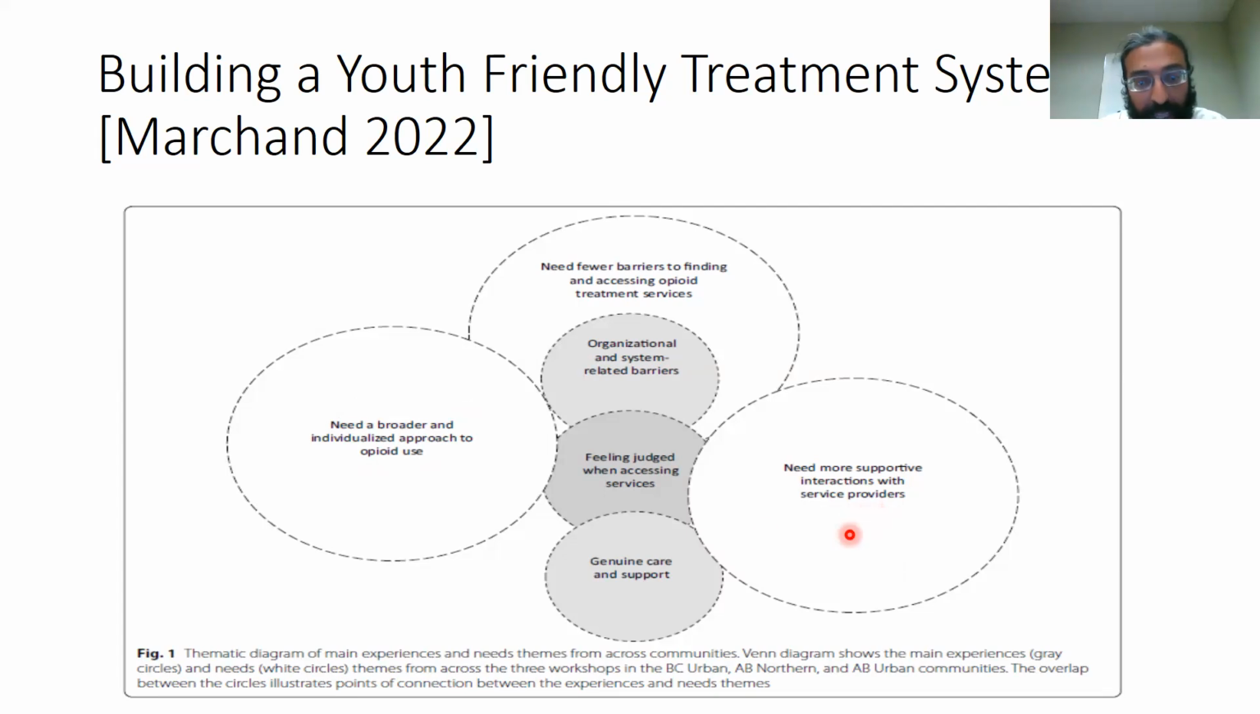and then specific elements, including genuine care and support. Adolescents are really tuned in. Do you really care about me, or are you just BSing me? Right? So really creating that environment where adolescents feel genuinely cared for. They don't feel judged, right? Reducing system level barriers to accessing treatment and also to receiving ongoing care.